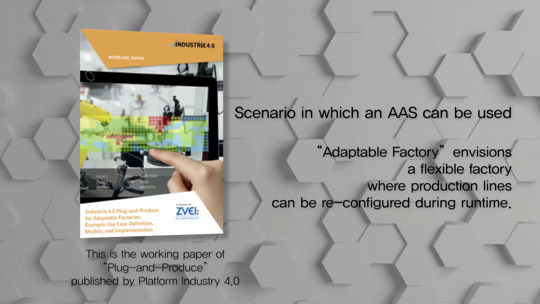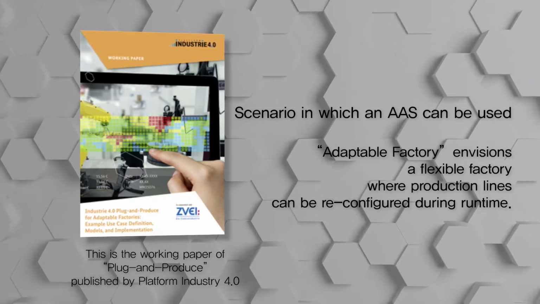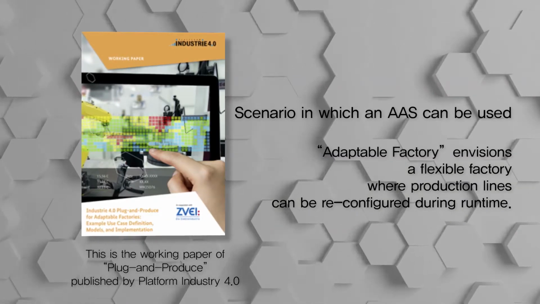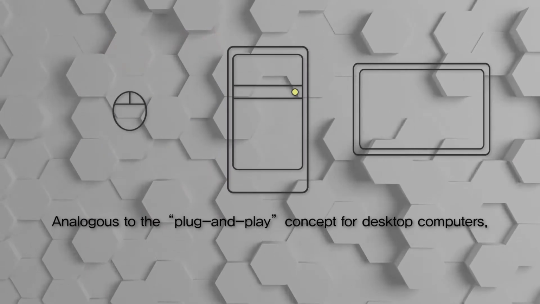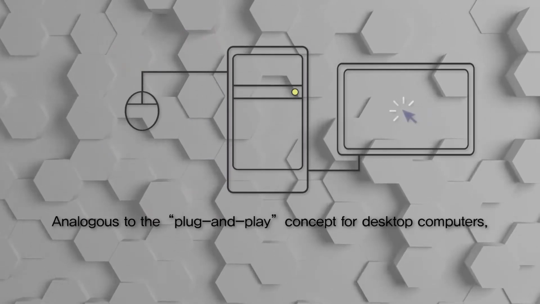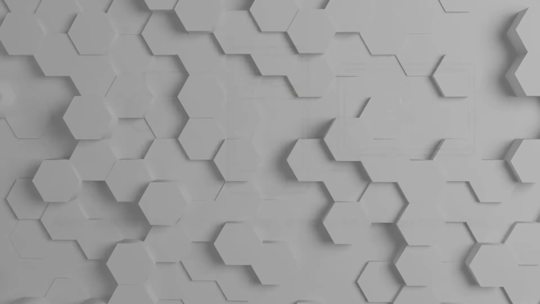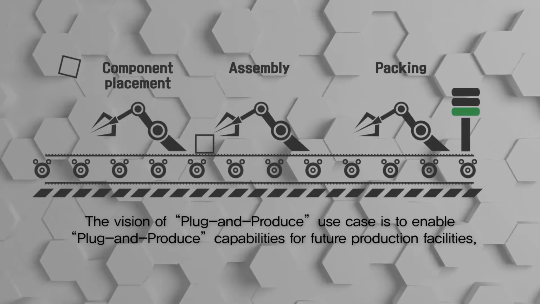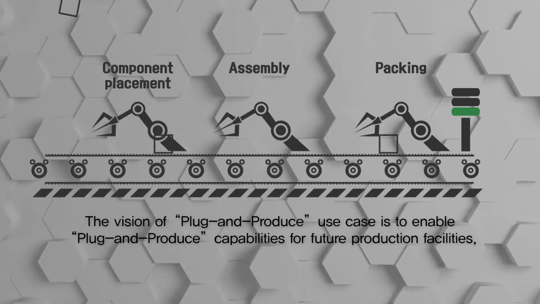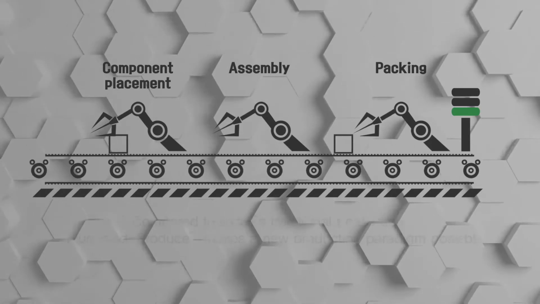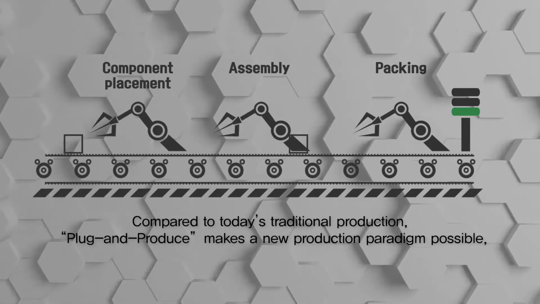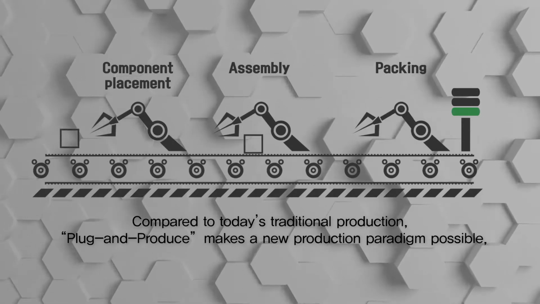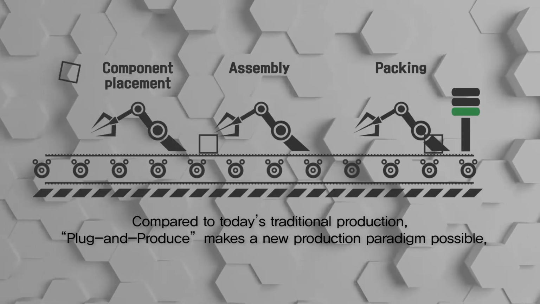Adaptable Factory envisions a flexible factory where production lines can be reconfigured during runtime, analogous to the plug-and-play concept for desktop computers. The vision of the plug-and-produce use case is to enable plug-and-produce capabilities for future production facilities. Compared to today's traditional production, plug-and-produce makes a new production paradigm possible.